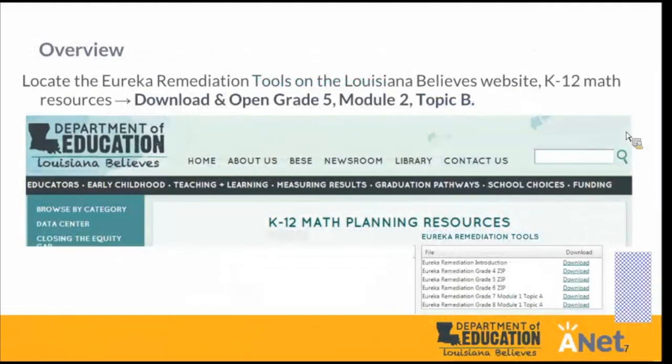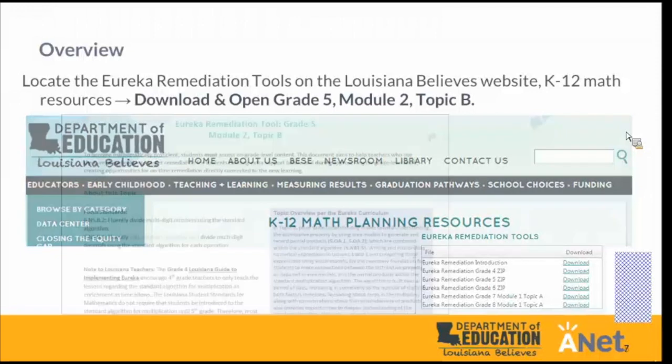And these are found on the Louisiana Believes website under the K-12 Math Planning Resources in the section Eureka Remediation Tools. And today we're going to be looking at the same tool we looked at yesterday, the Grade 5 Module 2 Topic B, and that is loaded into the webinar. So if you want to go ahead and open up that resource, we will be using that in just a minute to continue our practice that we started yesterday.